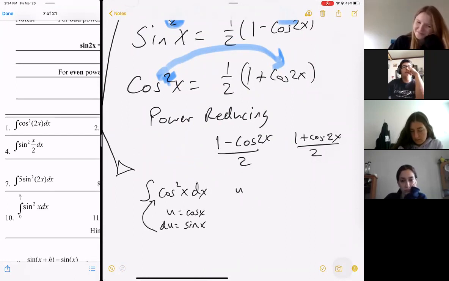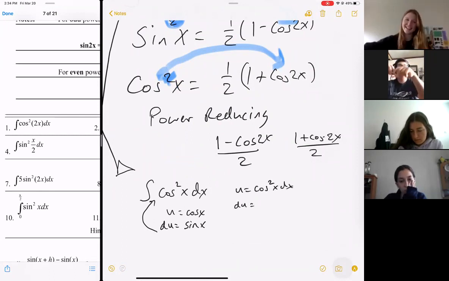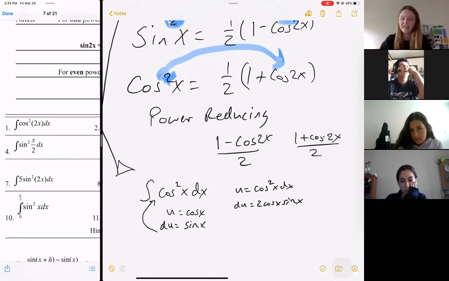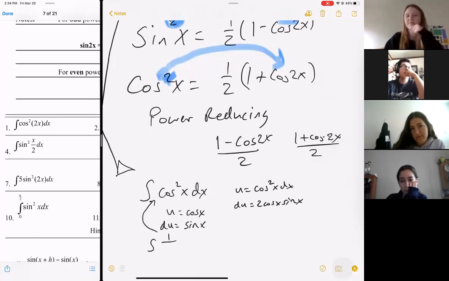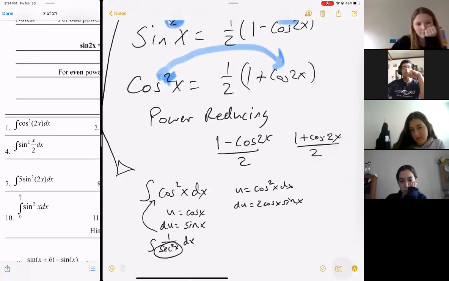So it's not going to work. What if I say u is equal to cosine squared x? Well, du is equal to 2 cosine x sine x. This is even worse. So none of these two u substitution ways work. Could I rewrite this as the integral of 1 over secant squared x? Well, secant squared x is an identity that we know, but that's on the bottom. Our integral is the integral of secant squared x on top. That's tangent. So that doesn't work either.